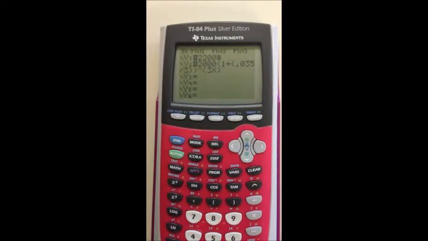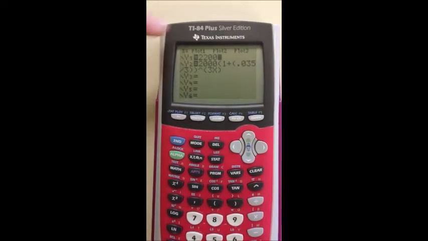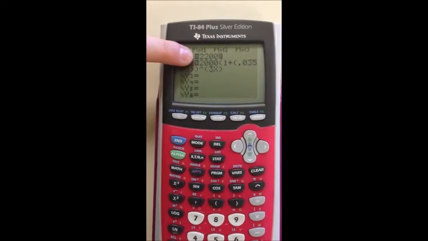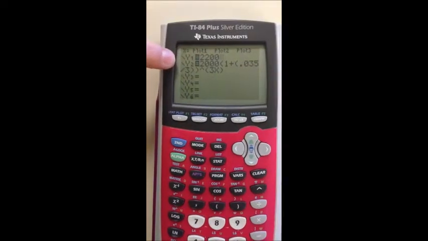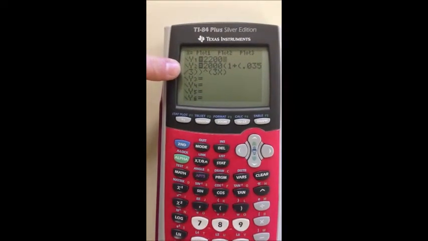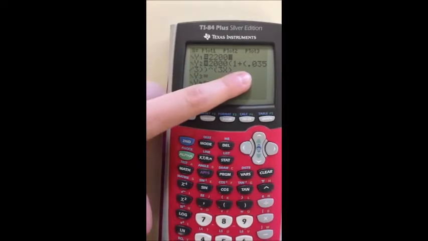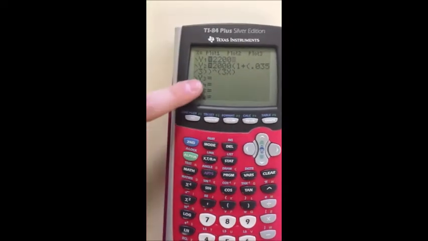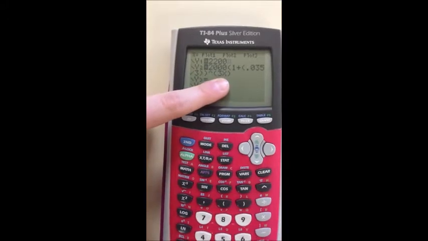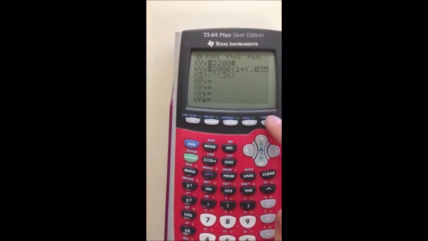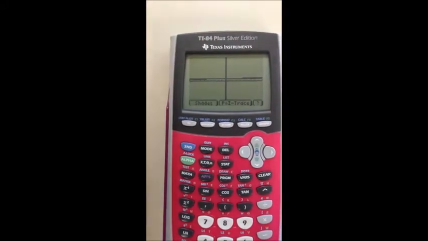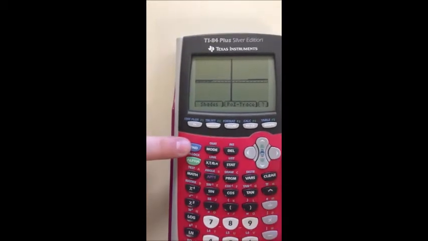Now Grace, if you wanted to solve this graphically, here's how. Your total that you want to get to is 2,200, so you enter that in y1. The right part of the equation, 2,000, parenthesis 1 plus 0.035 divided by 3 to the 3x power in y2. Now, when you graph it, you get a graph that looks like this.